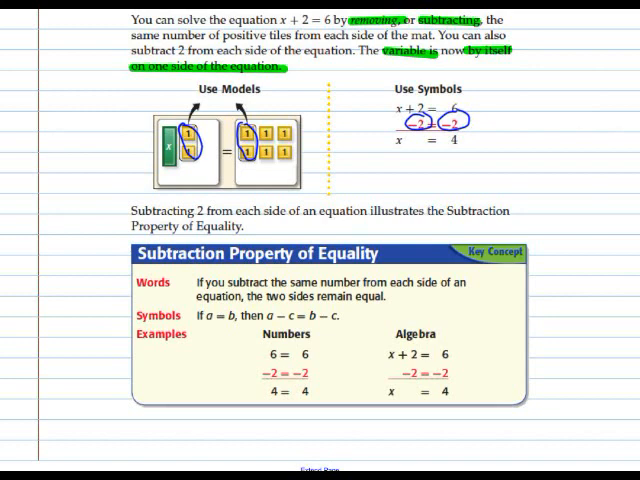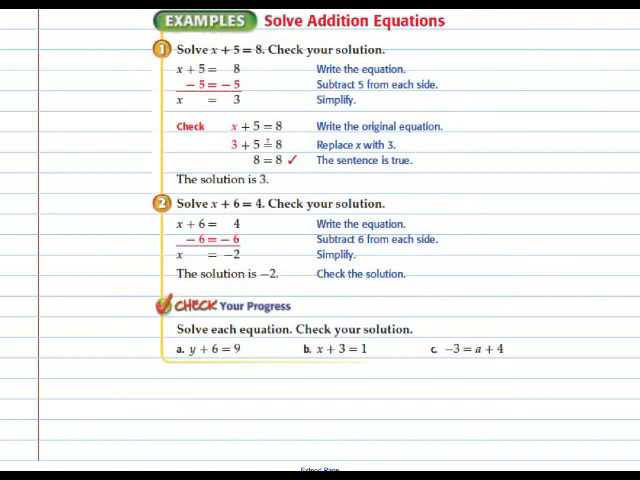Subtracting 2 from each side of an equation illustrates the subtraction property of equality, which says if you subtract the same number from each side of an equation, the 2 sides remain equal. So if a equals b, and I subtract c from a and c from b, my statement of equality still exists. I subtract the same value from both sides of an equation. I still have an equation, or a statement of equality.